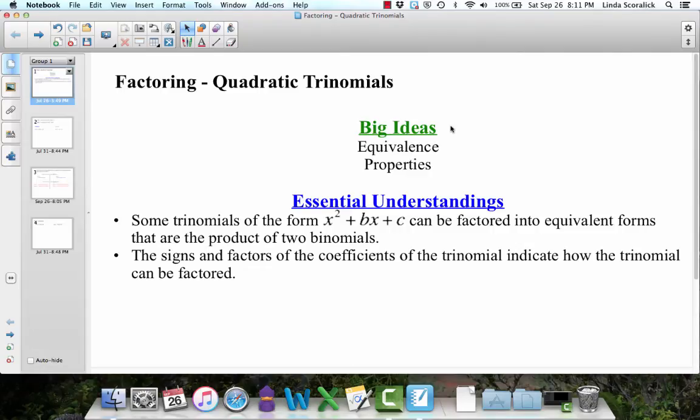In this lesson, we're going to continue our discussion of the concept of factoring, focusing in on the big ideas of equivalence and properties. If you recall from the previous lessons, factoring is a process that allows us to rewrite algebraic expressions in an equivalent form.